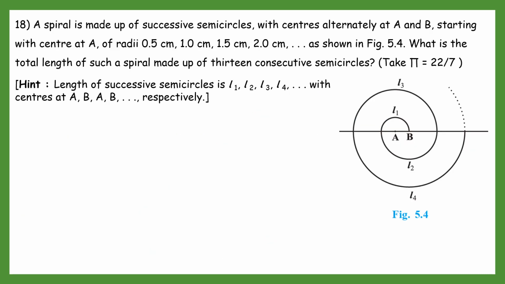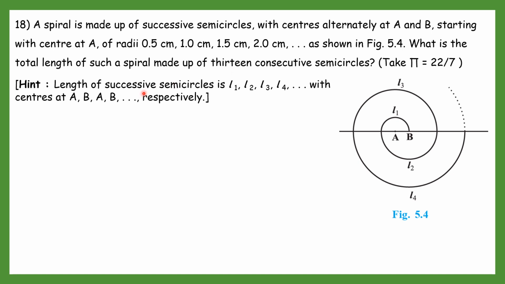Next question. A spiral is made up of successive semicircles. That means all the semicircles will be there one after the other, with centers alternately at A and B, starting with center A, of radius 0.5 centimeters, then 1.0 centimeters, 1.5 centimeters, and so on, as shown in the figure. What is the total length of such a spiral made up of 13 consecutive semicircles? They are telling us that 13 consecutive semicircles will be there.